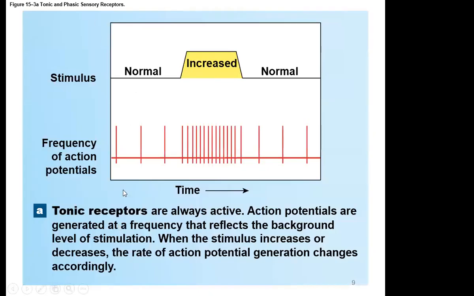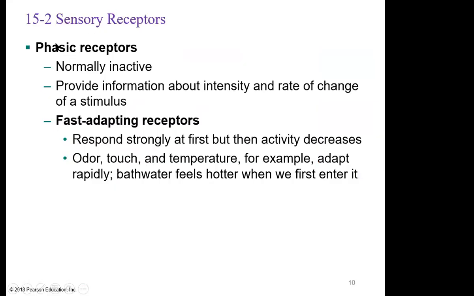All right, so this is a little graph that shows our tonic receptors always being active. So you can see even just with a normal stimulus, they're on. But with an increased stimulus, the frequency of the action potentials is going to increase. Okay, but they always remain on. Whereas a phasic receptor is normally inactive. So the inactive receptors will provide information about intensity and then the rate of change of a stimulus, and they are fast adapting. So they usually will respond very strongly, but then their activity will decrease because eventually your phasic receptors are going to adapt to whatever that particular stimulation is.